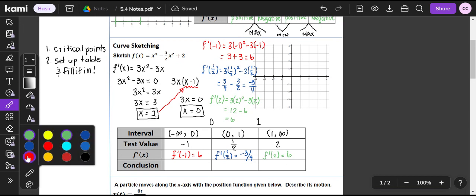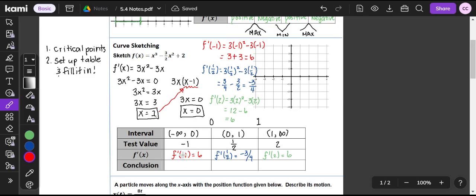Okay, so for this first one, for f prime of -1, I ended up with a positive 6. So that means positive, my function must be increasing. Okay, for this next one, I ended up with a -3/4. So my function must be decreasing. And then finally, I ended up with a positive 6 again. So my function must be increasing on that interval, just like that.